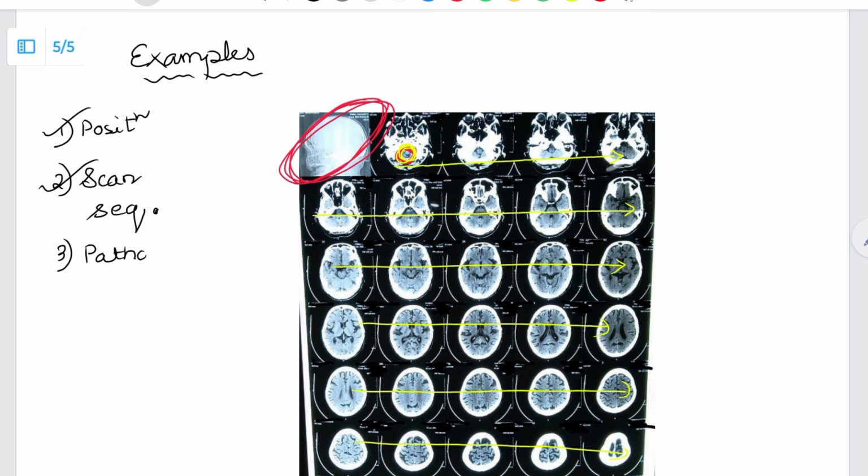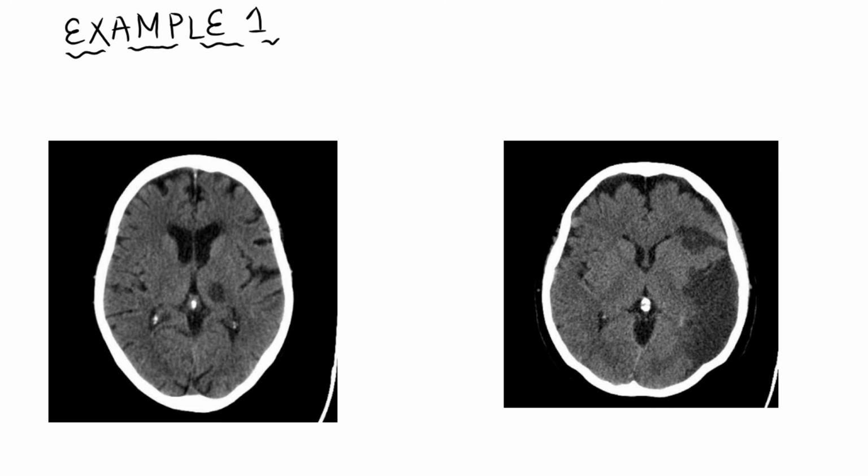And the third step is to detect the pathologies. Now let's start with our first example. We'll detect the pathology in those two examples. Now the thumb rule to read a CT scan is to compare both sides of a CT scan.